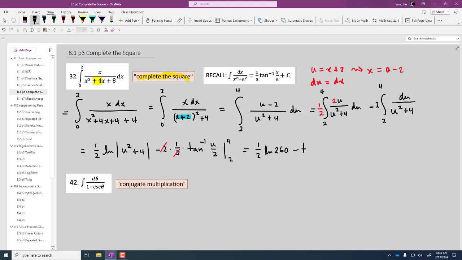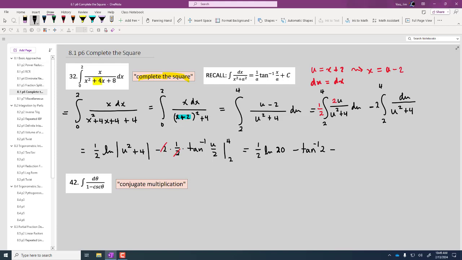minus arctangent of 2. I said 4 to the 4th, sorry. 4 to the 2, right? Not 4 to the 4. Oh, why did I say 4 to the 4? I don't know. So 4 squared is 16, plus 4 is 20. That's a little more manageable. 1/2 natural log 20, minus arctan, 4 divided by 2 is 2.